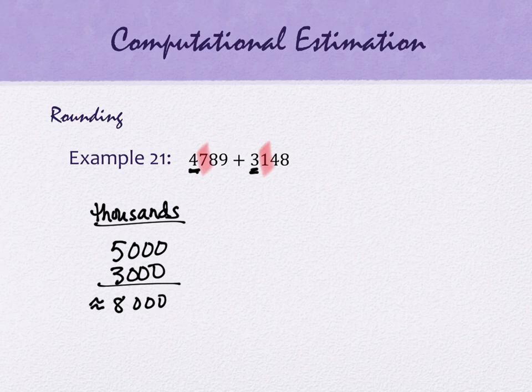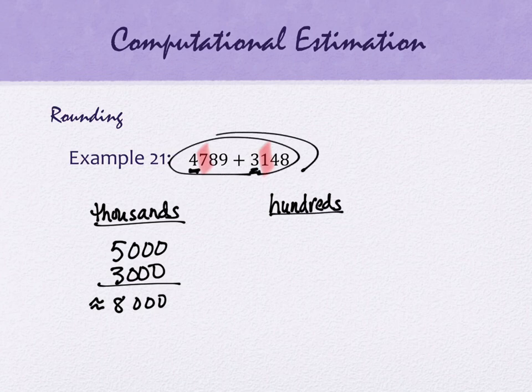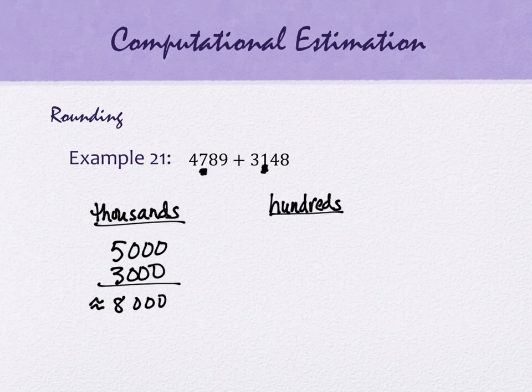So this is the thousands approximation with rounding. Let's do hundreds just so that we've done it a couple of times because they might tell you on particular problems as well which one they want you to round it to. So we're going to round to the hundreds place. That's the 7 and this 1.